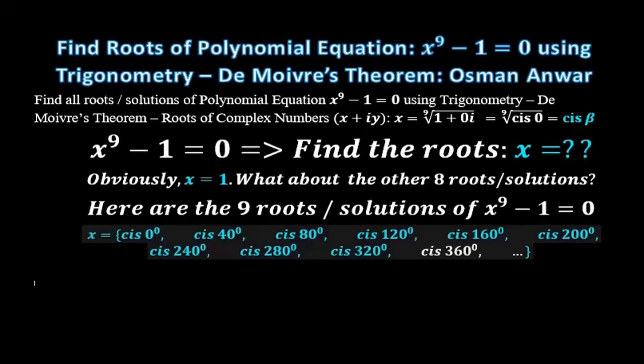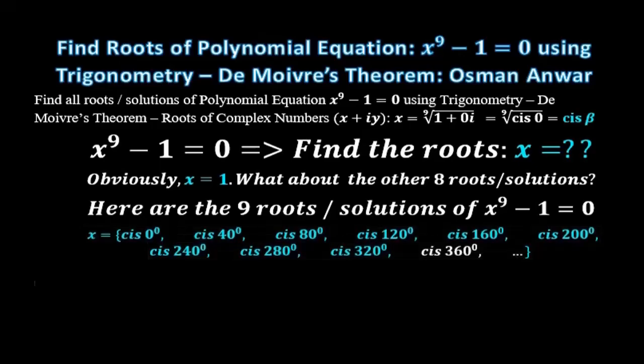Then cis 360 degree minus 360 degree is 0. That means cis 360 degree is the same as cis 0. They are coterminals. The next one will be cis 400 degree, which is cis 400 degree minus 360 degree is 40 degrees. That is, cis 400 degree is the same as cis 40.